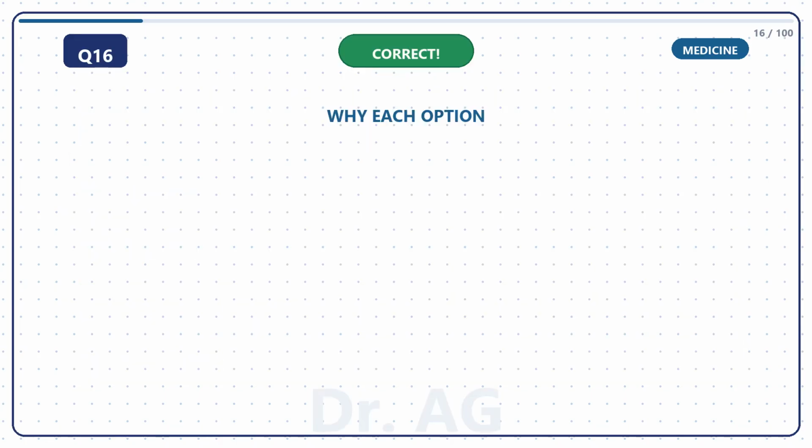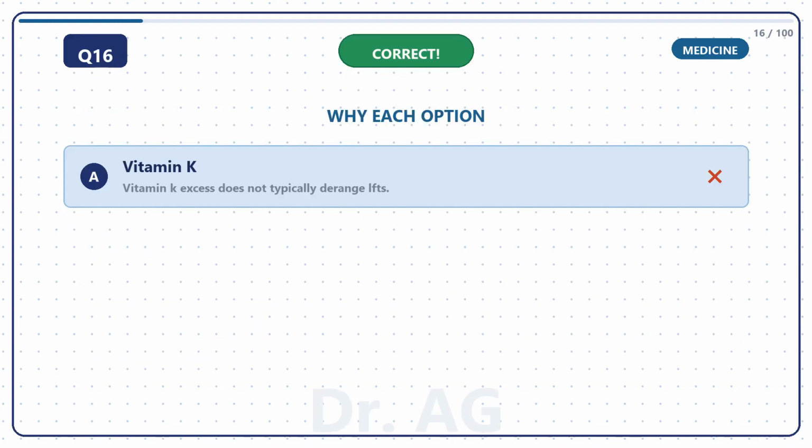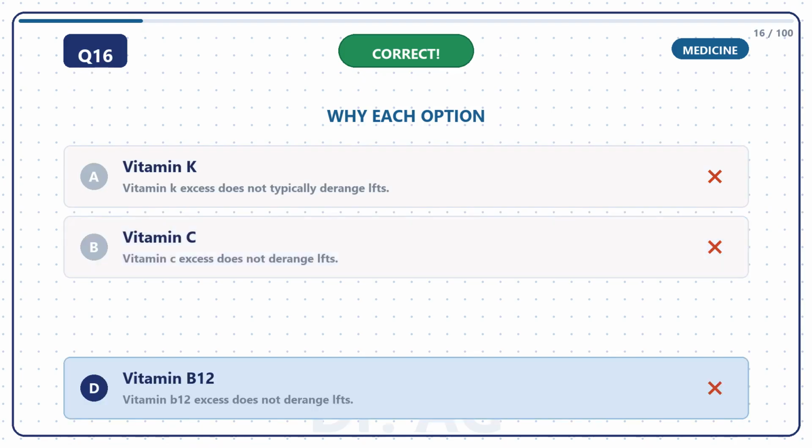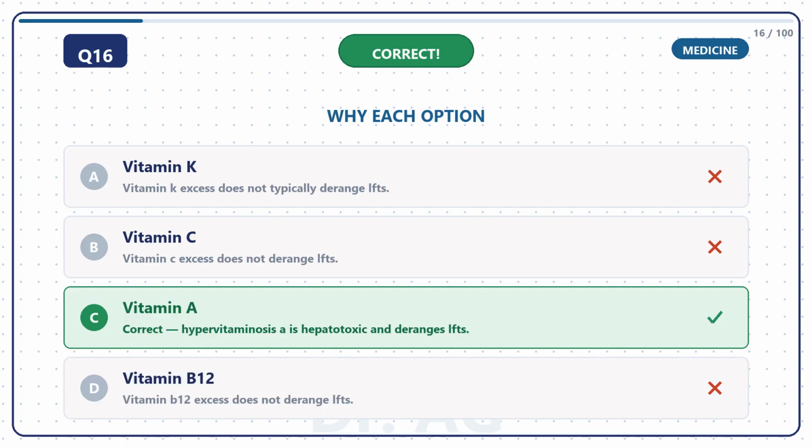Let's go through the options. Vitamin K. Vitamin K excess does not typically derange LFTs. Vitamin C. Vitamin C excess does not derange LFTs. Vitamin B12. Vitamin B12 excess does not derange LFTs. And the correct answer is vitamin A.